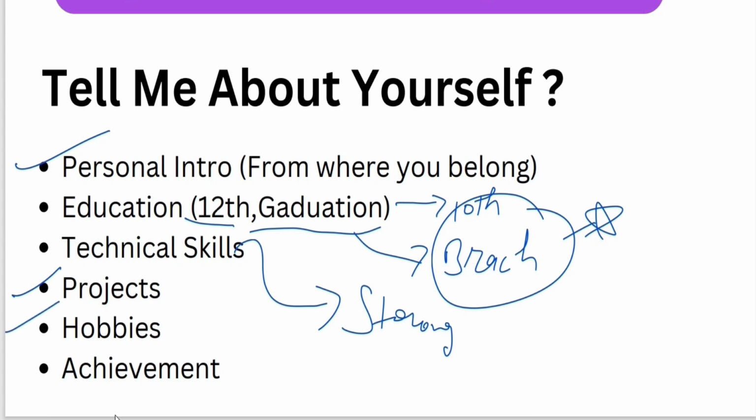Always include your hobbies because it will give the interviewer a hint to understand your nature. And the last point is achievement. Let's suppose you do coding practice on CodeChef, LeetCode or HackerRank. Then you can mention your star, like you are a 5-star on HackerRank or a Grandmaster on CodeChef. Like that you can mention it in your achievements. So these are 6 inputs which you have to include in your introduction.